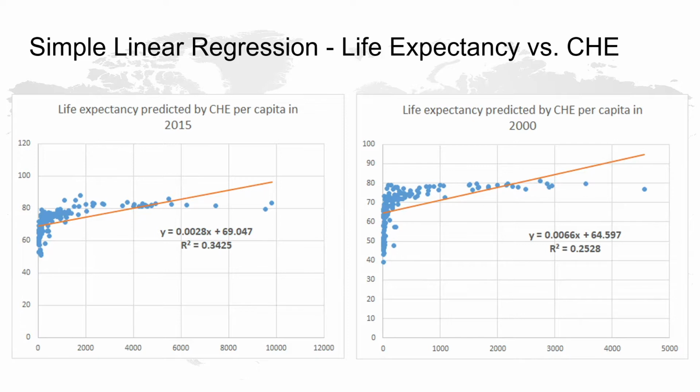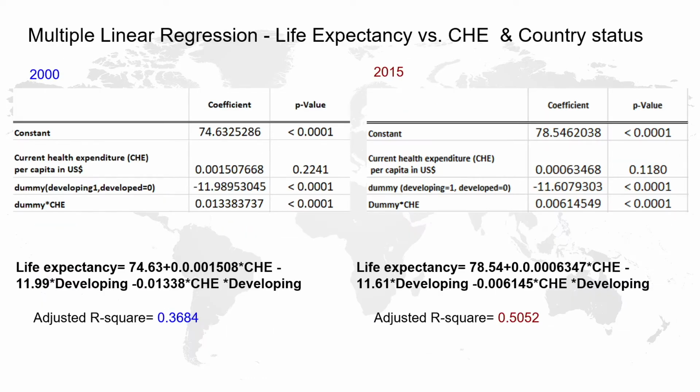When we see current health expenditure on its own per capita versus life expectancy, we see that with an accuracy of 0.34 and 0.25, current health expenditure is a predictor of life expectancy. But again, with each additional dollar per capita spent per household on current health expenditure, the factor by which life expectancy would increase will be a meager factor of 0.0028 or 0.0066 in the year 2000.